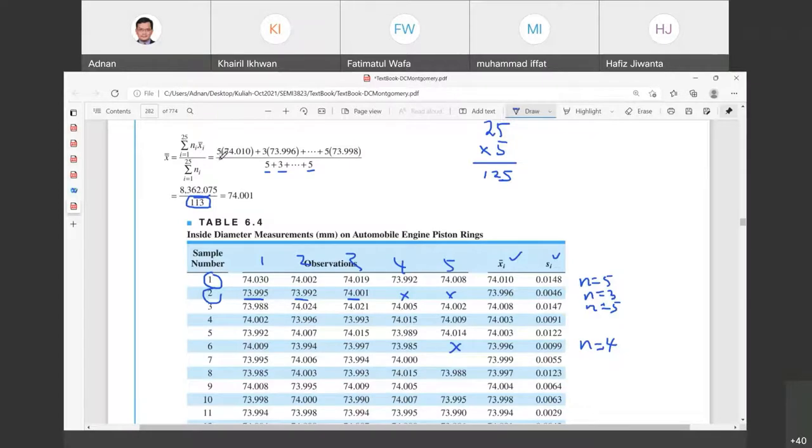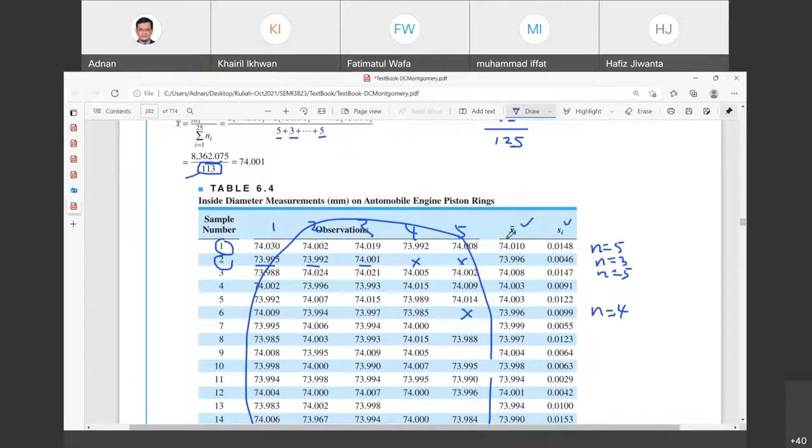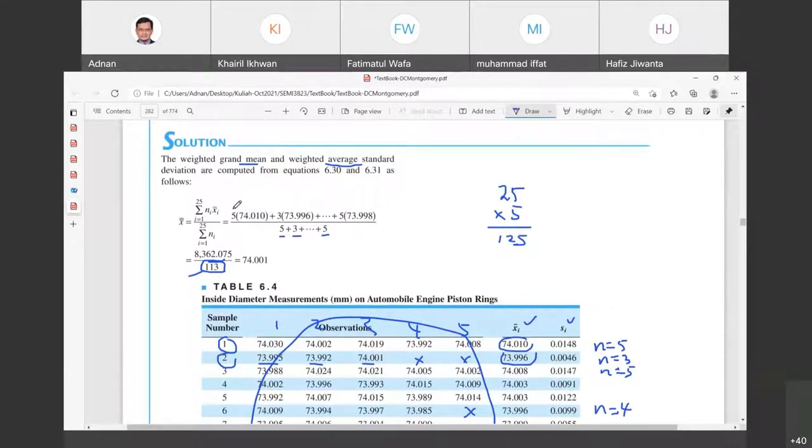To get the X double bar, they use 5 multiplied by 74.01, 3 multiplied by 73.996, and so on, because they are using the average numbers. But you can also just sum all the numbers and divide by 113. There are several ways of doing it. Don't get confused, but the numbers inside here are the averages. So finally you get this X double bar.